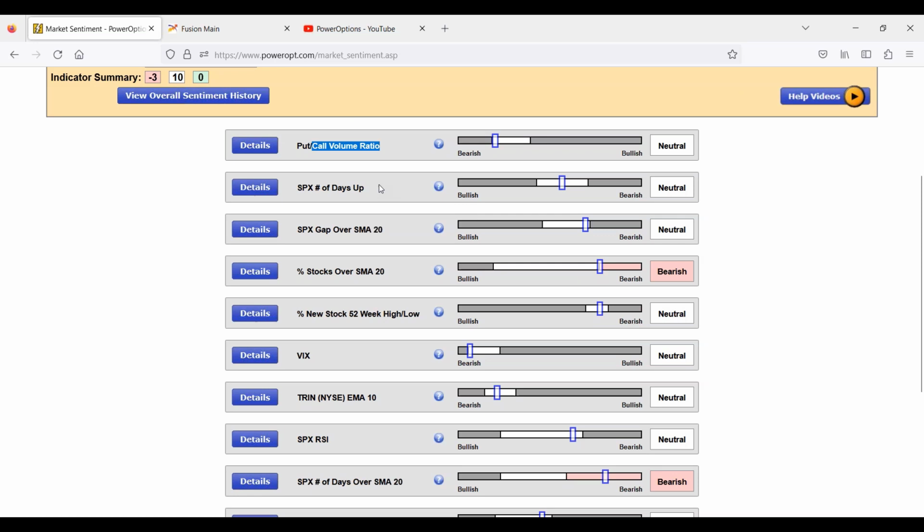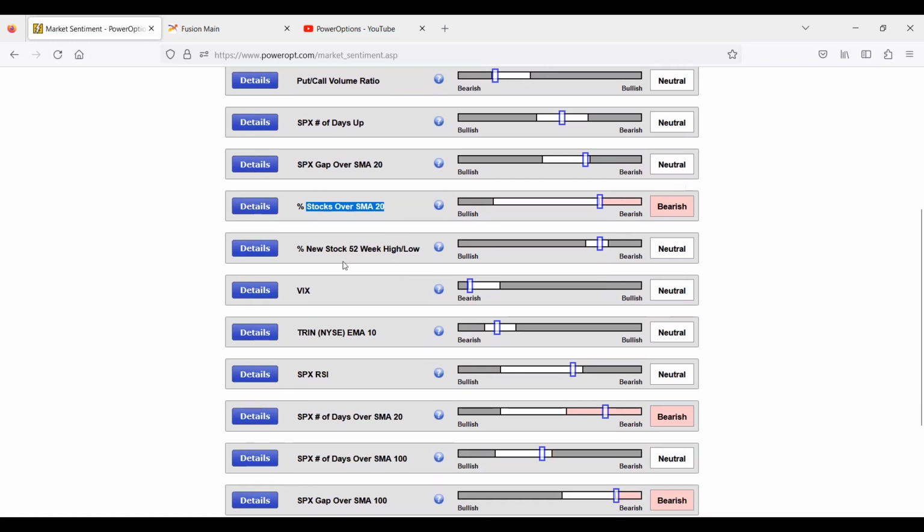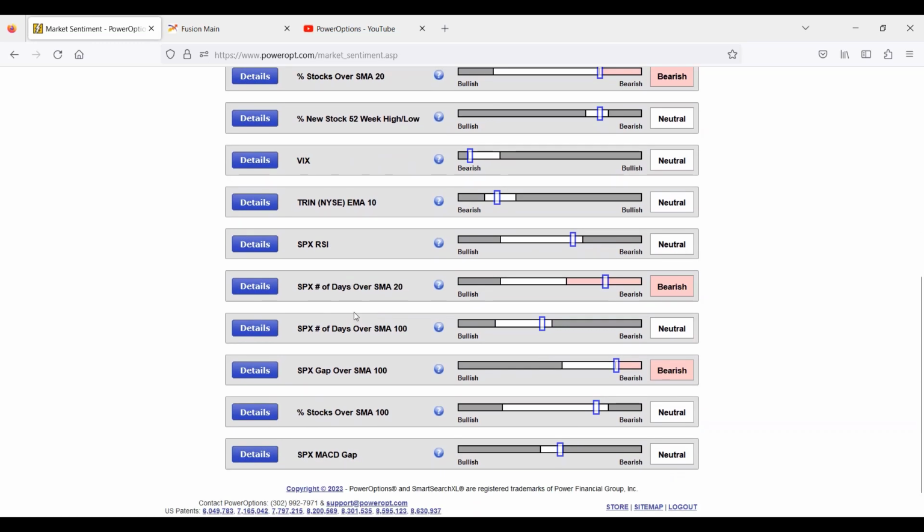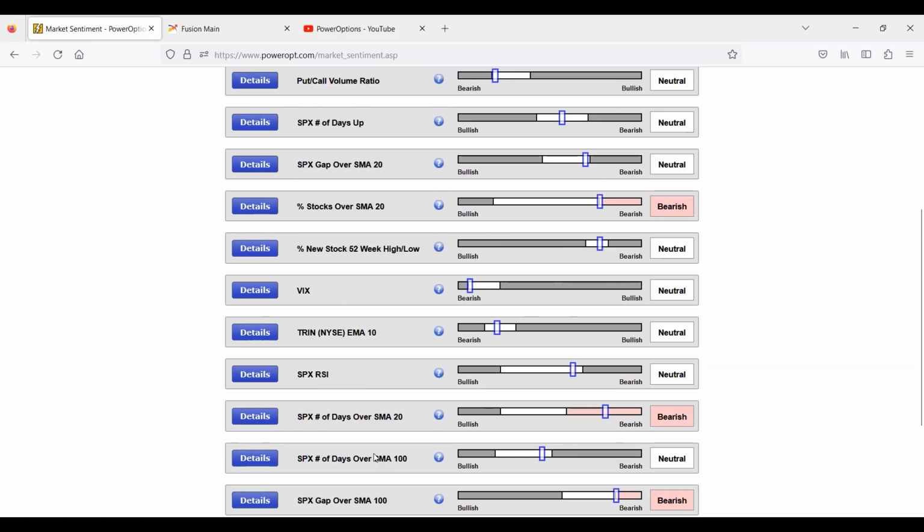Put-call volume ratio across the entire market. Number of days up in a row for SPX, the SPX gap over the SMA 20, percentage of total stocks trading above their 20-day simple moving average as well. Percentage of new stock 52-week high-low ratio. Measure of the VIX, almost down into the bearish realm as well. Trend, SPX, RSI, and several others related to SPX. Percentage of stocks across the market that are above their 100-day moving average, and the size of the MACD gap on SPX as well.